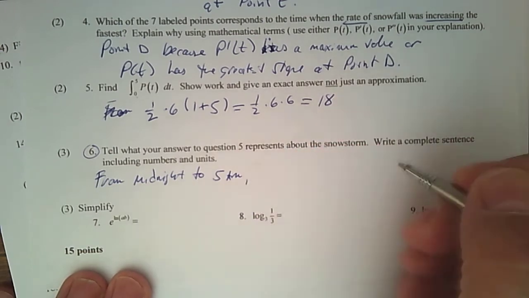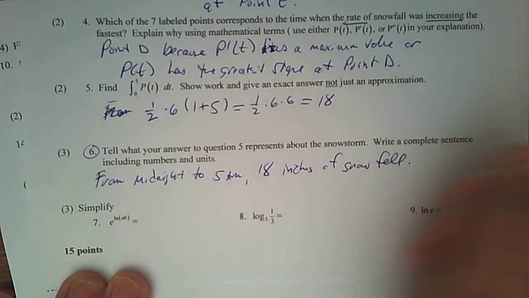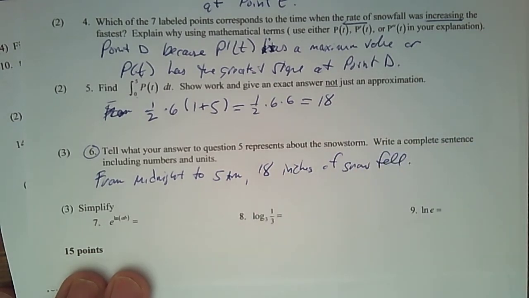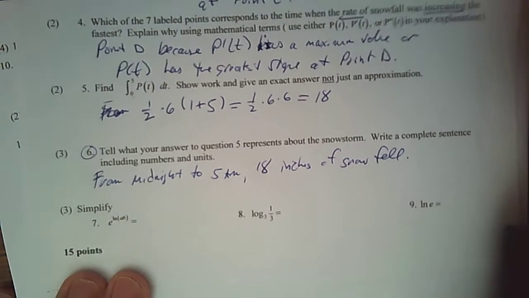How many inches of snow fell? 18. So 18 inches of snow fell. I am not going to write down a rate, 18 inches per hour or any of that. So when I integrate a rate, it's just how much accumulated. So 18 inches of snow accumulated. All right, so that's enough for that graph.